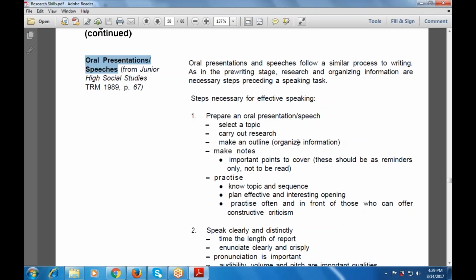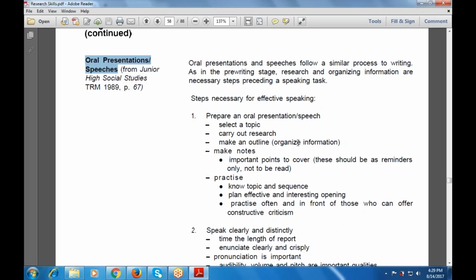First is to prepare an oral presentation of the speech. You must prepare an oral presentation of the speech. Then, for preparing this oral presentation, first of all select the topic. Which topic do you want to consider or which topic do you want to produce?